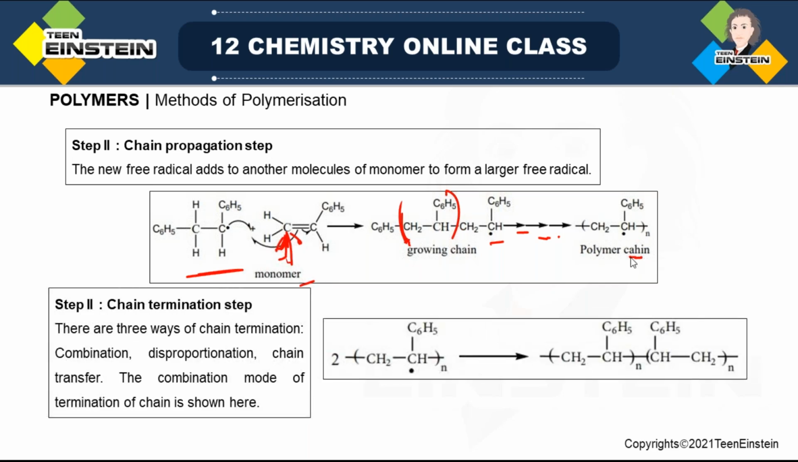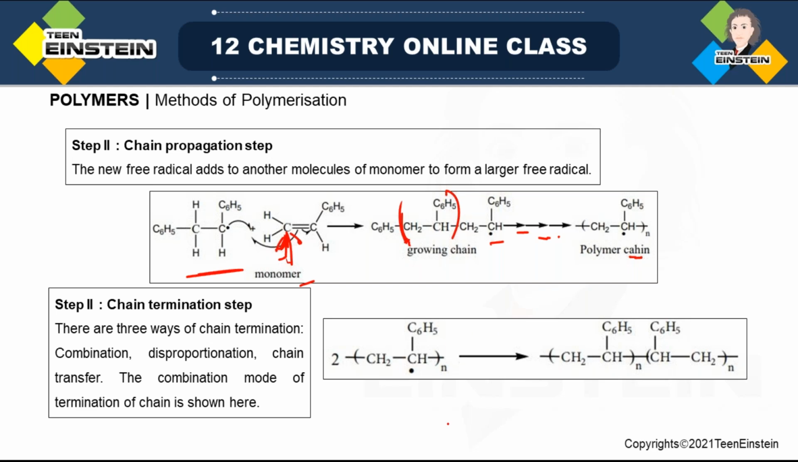And finally, as it is common for any free radical mechanism, this dot has to be quenched. It cannot remain this way. Finally, it has to be neutral. So chain termination. Now we will terminate the chain. There are actually several methods by which you can do so: combination, disproportionation, chain transfer. But details you don't need to know. Just remember, in this case mostly the combination mode, which is very common, occurs.